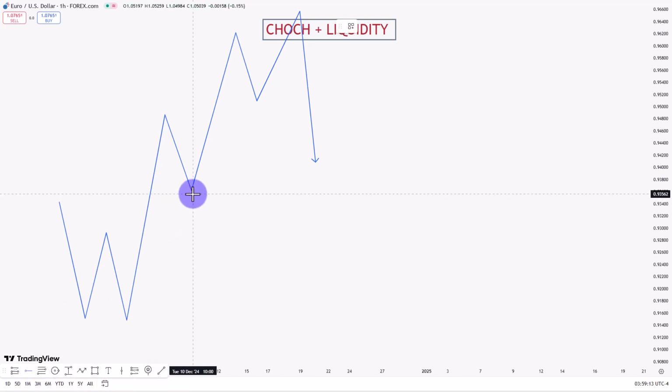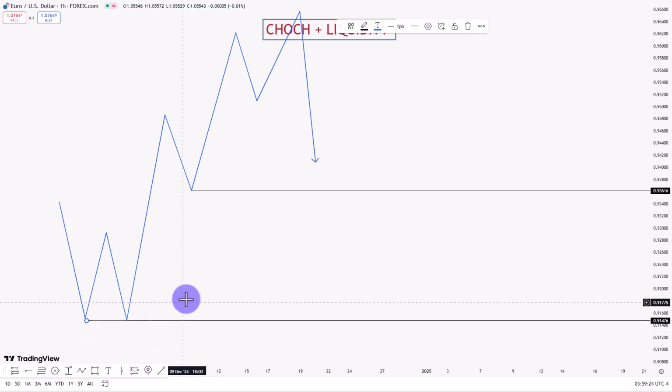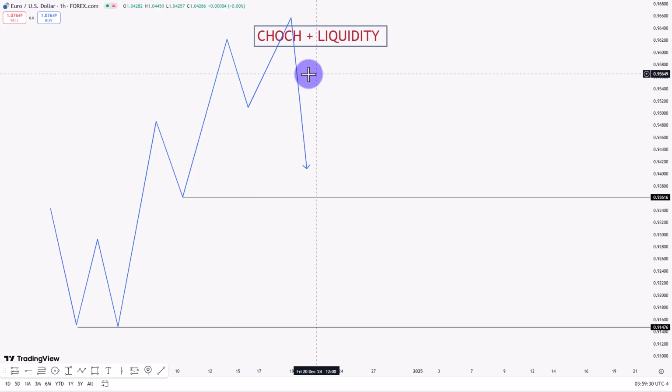For example, we have an old low here that is yet to be traded into. We have another relative equal low here that is yet to be traded into. You see that? Or relative equal low that is yet to be traded into. These two levels will serve as the drawn liquidity. So we'll take advantage of this change of character and sell into the next drawn liquidity.